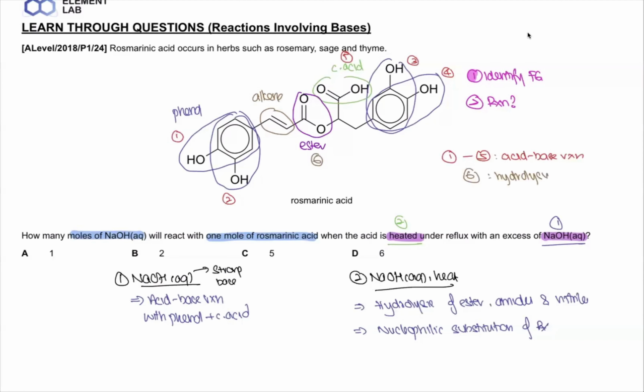So as you can see here, there are a total of 6 moles of NaOH that can react with the rosmarinic acid. So that's it for today's video.